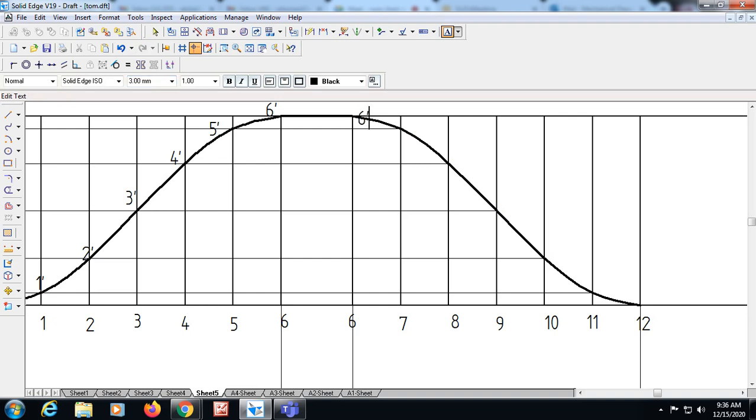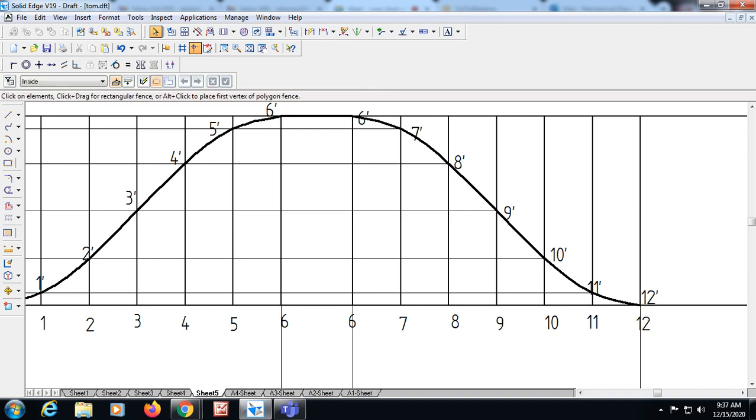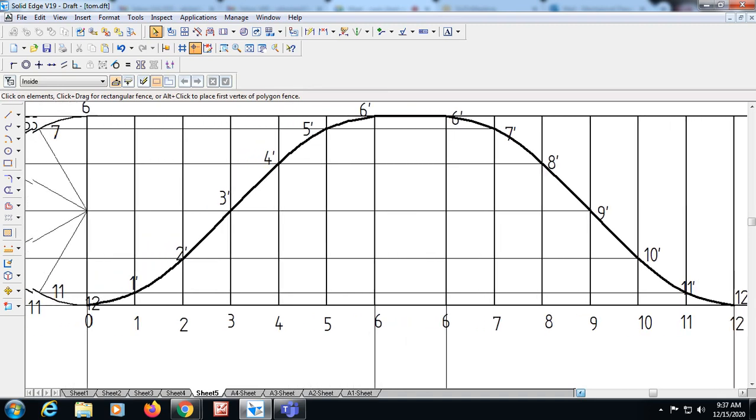Continue from 6 dash, 7 dash, 8 dash, 9 dash, 10 dash, 11 dash, and then 12 dash. Okay, so we will be getting the curve of displacement here in the form of SHM. Okay, both the methods are clear.